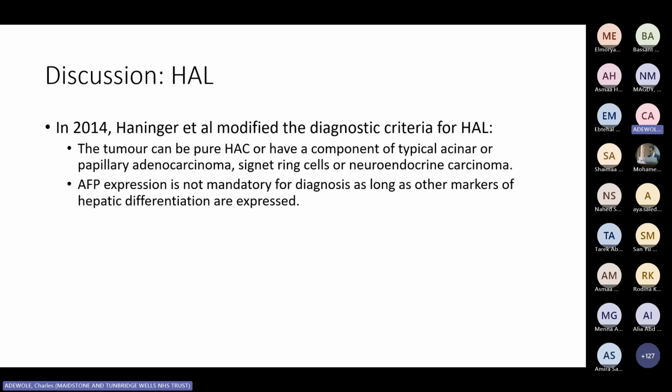More recently, in 2014, the criteria for diagnosing hepatoid adenocarcinoma of the lungs have been modified to say that the tumor can be pure hepatoid adenocarcinoma or have a component of typical acinar or papillary adenocarcinoma, signet ring cells, or neuroendocrine carcinoma. And AFP expression has been said not to be mandatory for diagnosis as long as other markers are expressed. A few papers have also mentioned that elevated serum AFP might be a poor prognostic factor.